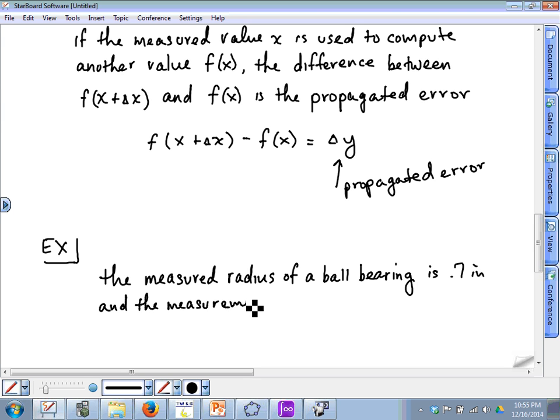And the measurement is correct within a tenth of an inch. So plus or minus 1/10 of an inch, whatever instrument they're using to measure the radius, it's correct within a tenth.